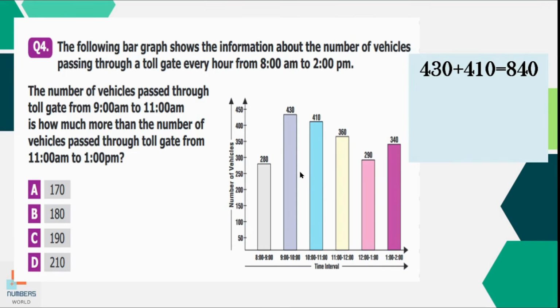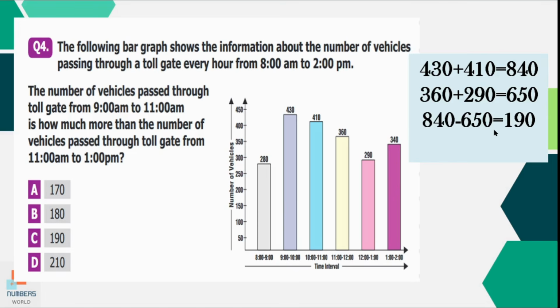So it means the total number of vehicles passed through the toll gate from 9 to 11 a.m. is equal to 840. Similarly, 360 vehicles passed from 11 to 12 and 290 vehicles passed through the toll gate from 12 to 1. So the total number of vehicles that passed through the toll gate from 11 to 1 p.m. is equal to 650. Now we have to find the difference, so we will subtract 650 from 840. That is equal to 190. So option C is the correct option here.